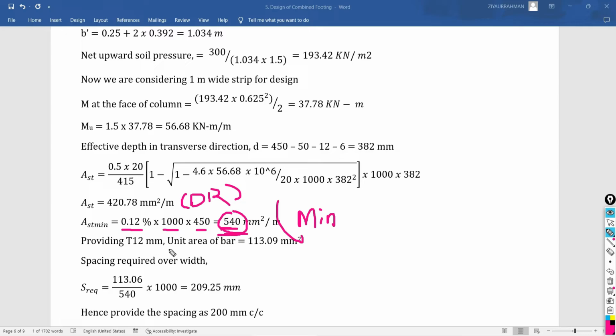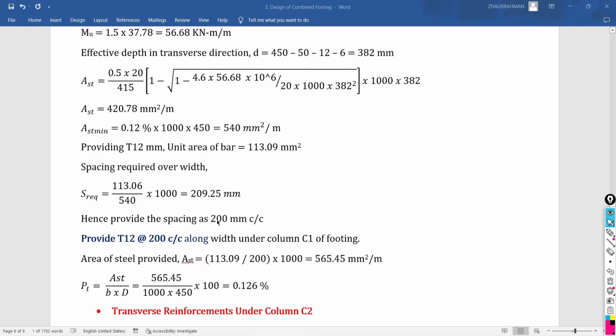So provide 12 mm diameter of bar with a unit area of 113.09 mm square. Now the spacing required is 113.09 divided by the total area of reinforcement that we are finalizing to provide over the 1 meter width. So the spacing required is 209.25 mm. So here I am going to decide that I will provide the reinforcement at a spacing of 200 mm center to center. So 12 mm diameter of bar at a spacing of 200 along the width under the column C1 of the footing.